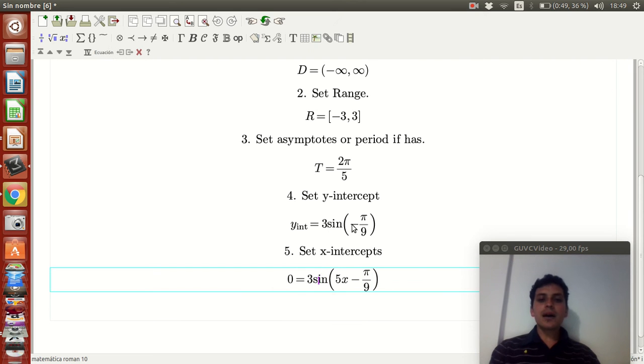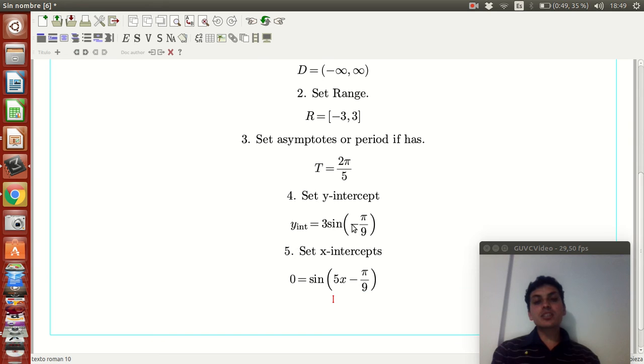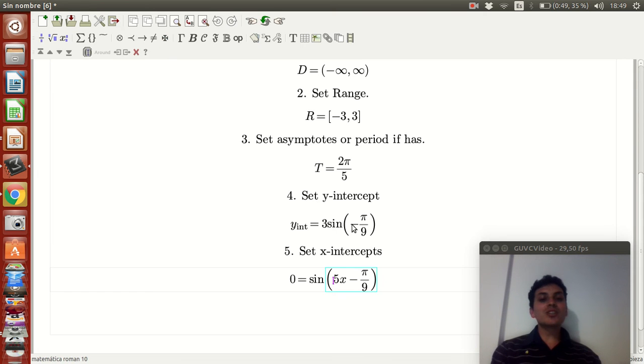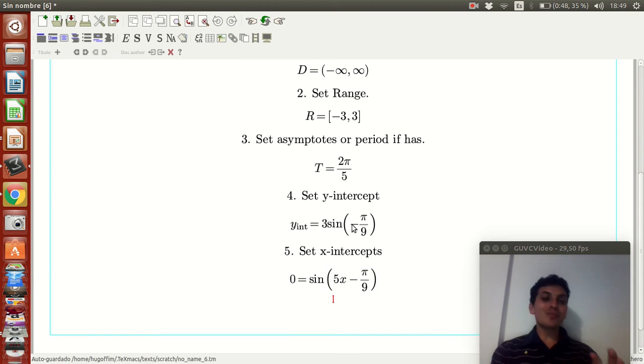Okay, 0 divided by 3 is 0, no problem. And now you have sine of (5x minus pi/9). So what we have to do now is determine how this argument is changing according to the intercepts. That's why you need the main function. The intercepts of sine of x are n times pi. Okay, n times pi are the intercepts of sine of x. But we need to use the properties you need.